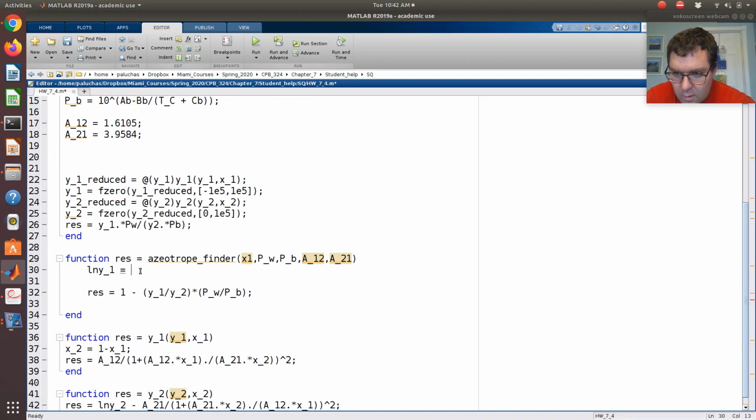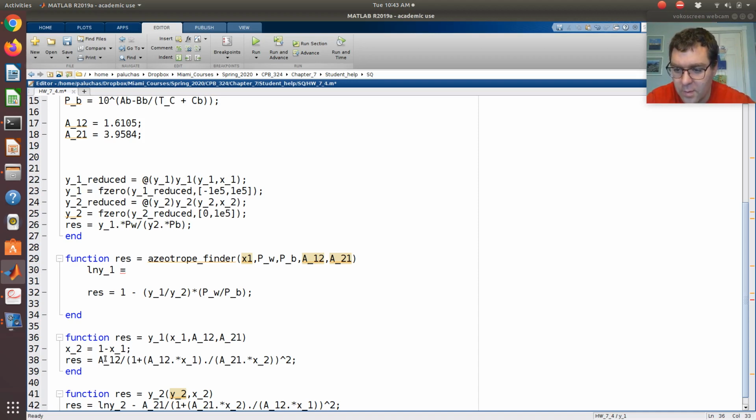So log gamma 1 would be, y1's not going to be an input here. Since I'm not going to be using F0 to solve for it, I'll just keep x1, A12, and A21, right? It looked like you have F0 calls up here, and you could do that, but again, it's kind of overkill since F0 is going to keep guessing values of x1 as I try and solve this error function, and for each guess of x1, it can just directly calculate gamma 1. So there's really no need to set up an F0 call to solve for gamma 1. Just directly calculate it.